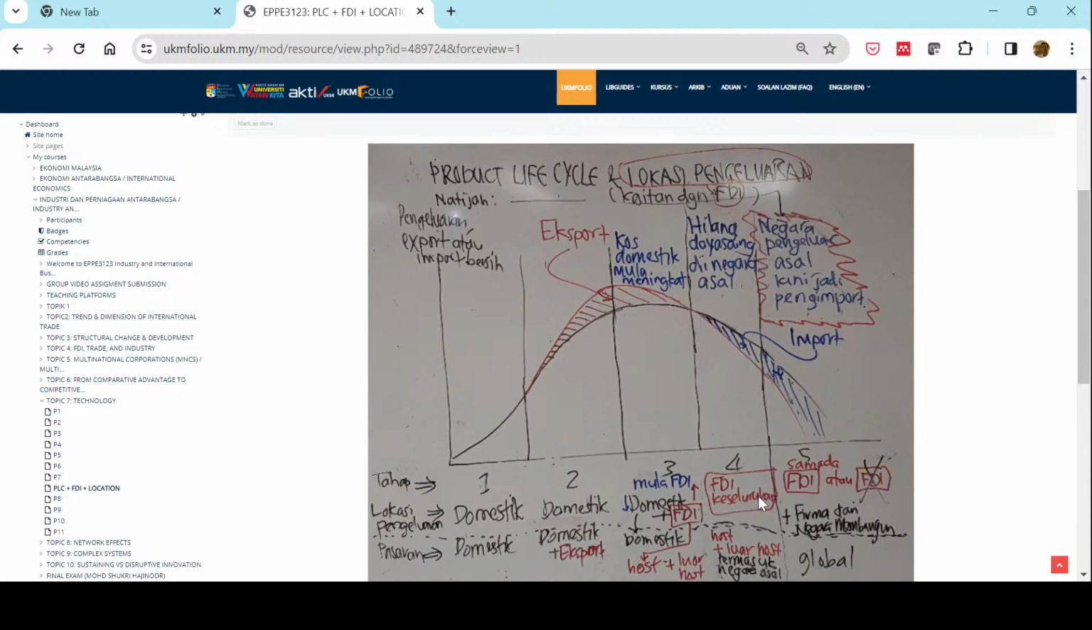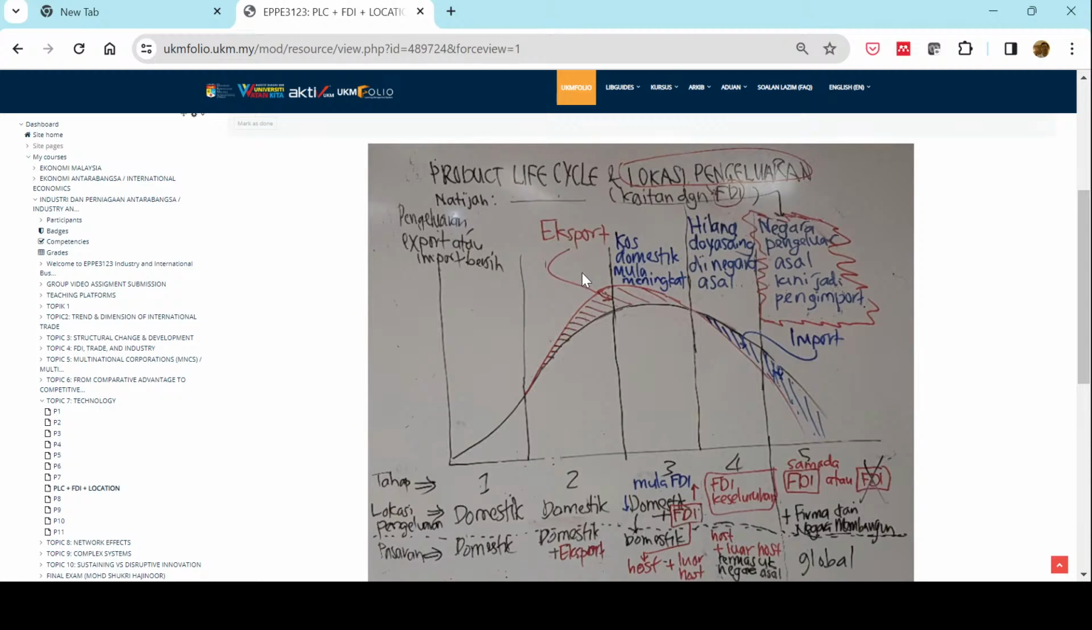So if you want to refer to what I said earlier, when I stopped here, before I go further, I want to say that the product life cycle theory explains how a product introduced by a country, now that country imports that product.